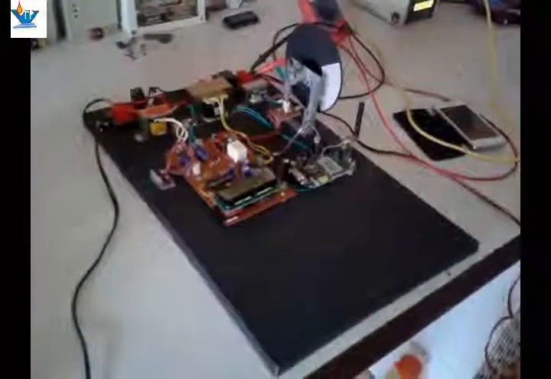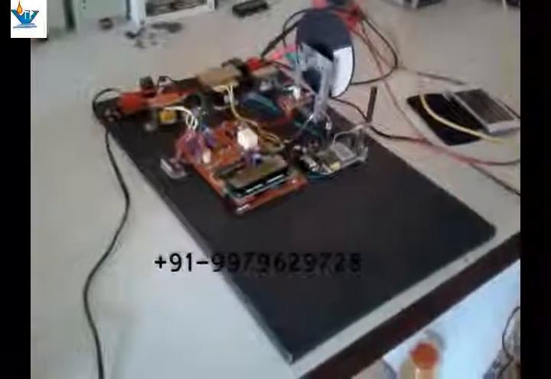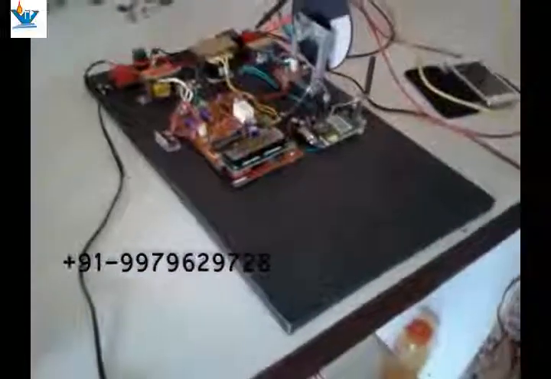So it will be automatically restarted when the error will be cleared. But overload and overcurrent error will be manually rectified by a customer. So when the customer will rectify that error and then press a reset switch, then the system will be restarted.